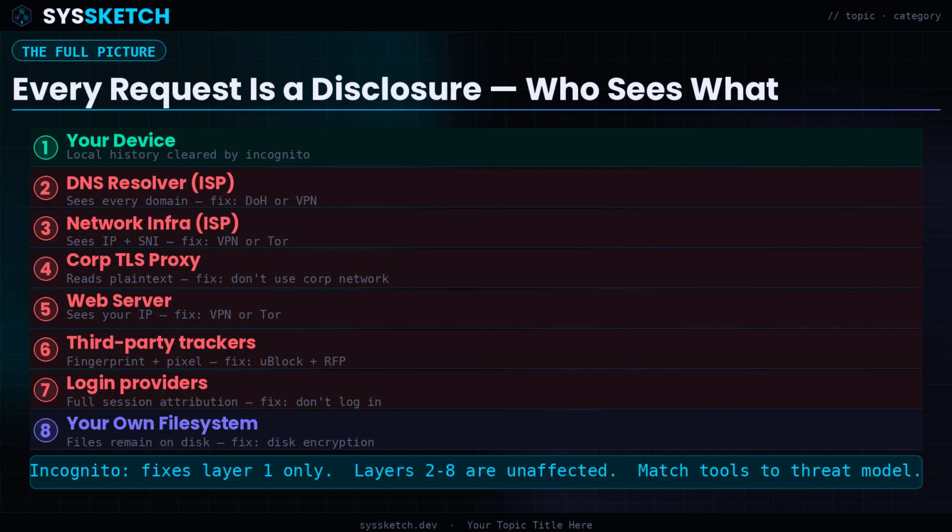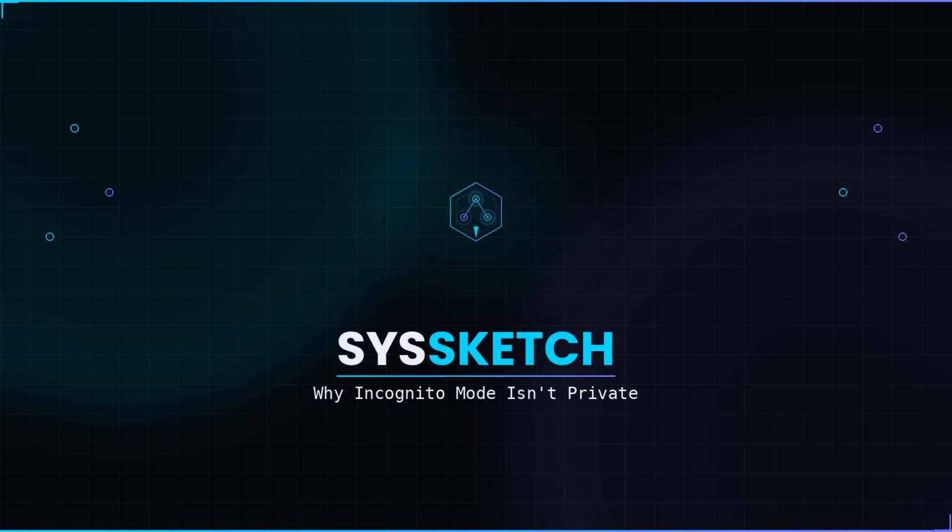The misperception that it provides network-level or tracker-level privacy comes from the name. Words like incognito and private imply a scope of protection those features were never engineered to deliver. Every network request you make is a series of disclosures. To your ISP via DNS, to network infrastructure via IP routing, to the destination server via the request itself, and to any intermediaries operating on that path. A browser mode that clears local state after a session touches none of those disclosures. The data never stops flowing. Incognito mode just stops your own device from writing it down.